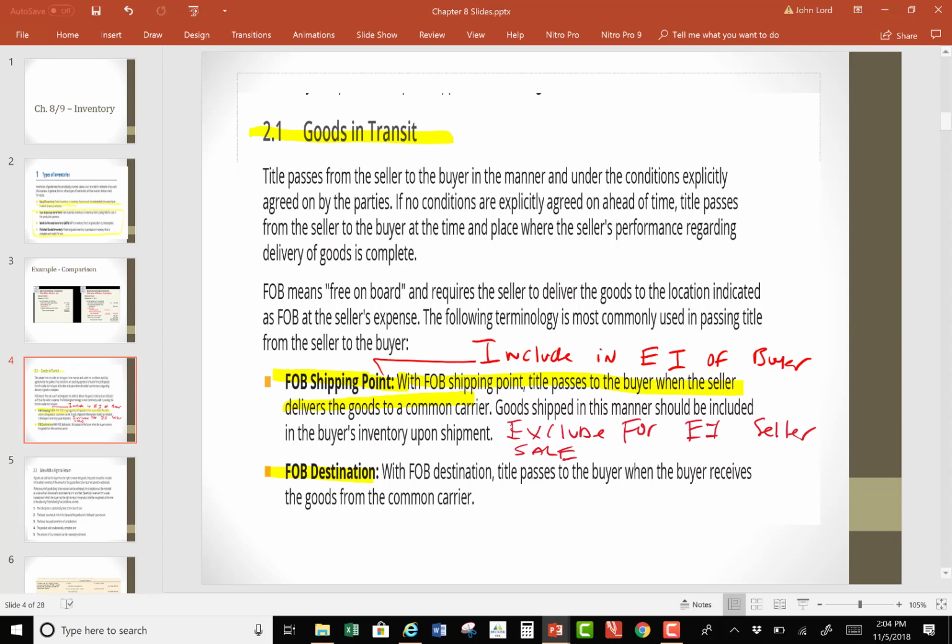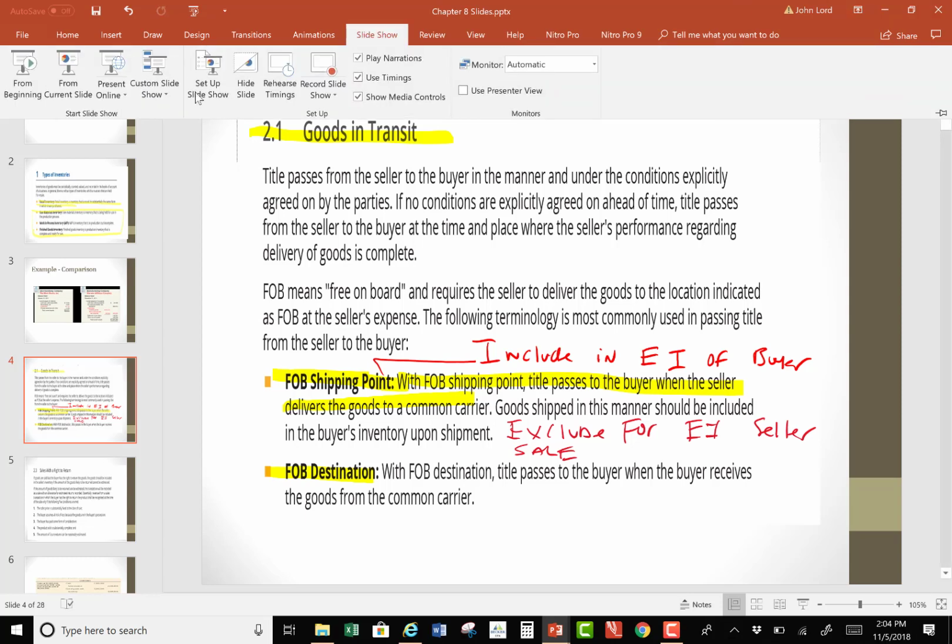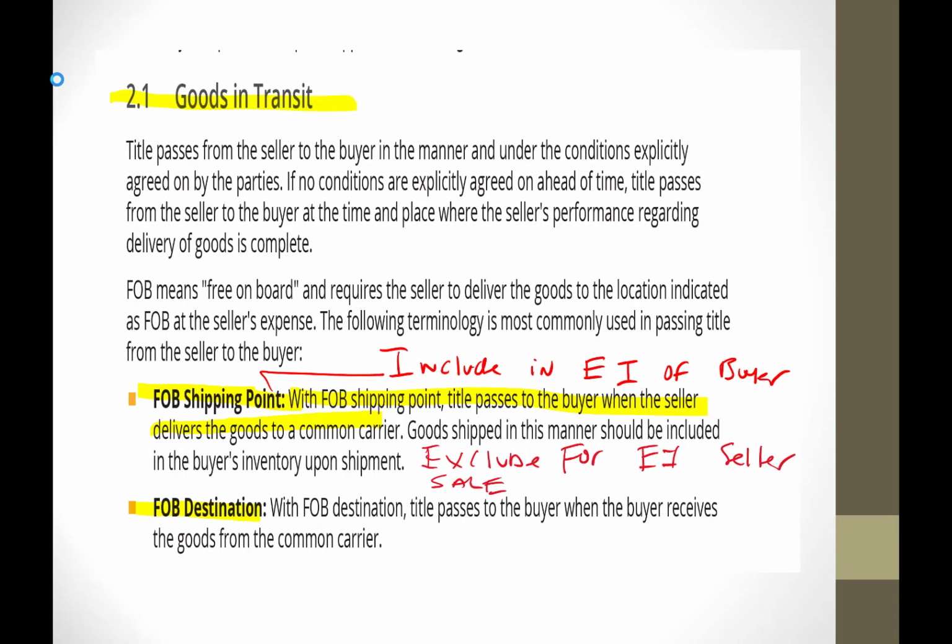Okay. Now, if we're talking free on board destination, now, let me put it into slideshow. Free on board destination now means that what? Title passes to the buyer when they actually receive the goods. So if you took that same scenario, it was shipped on December, whatever I said, 15th, and it doesn't arrive until January of the next year, title doesn't pass until what? January of that next year, right?